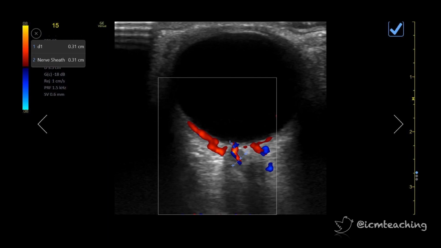Here I've moved the probe to look from a medial angle. Again, we can clearly see the nerve running in the other direction this time, and again the measurement is virtually identical. As before, we cannot see the sheath clearly, but we can observe artifactual shadow.